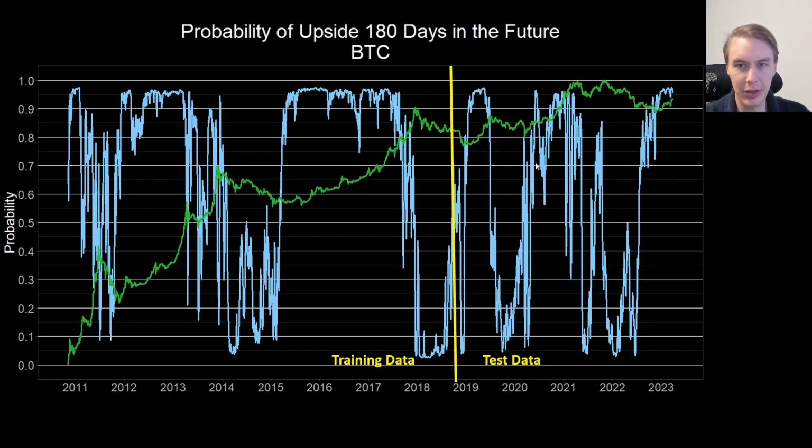So the model knows nothing about this. It doesn't know anything about what happened through here. It's making predictions based on what it learned back through here. So what you can see is it's pretty darn impressive.